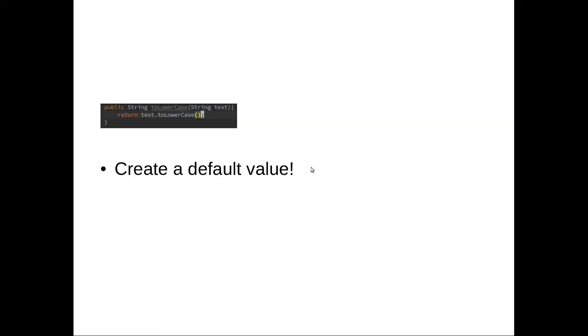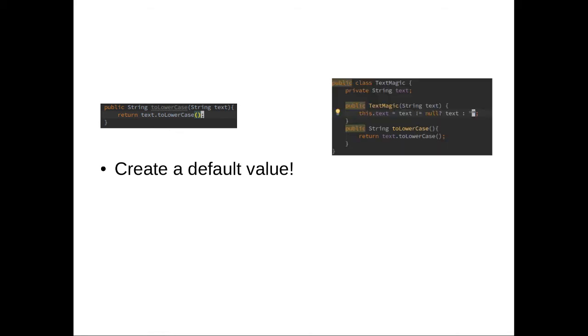One way is to create a default value. So you can see here, toLowerCase, taking a text, a string, and making it lowercase. If that string is null, well, it's not going to return null, it's just going to give you an exception.